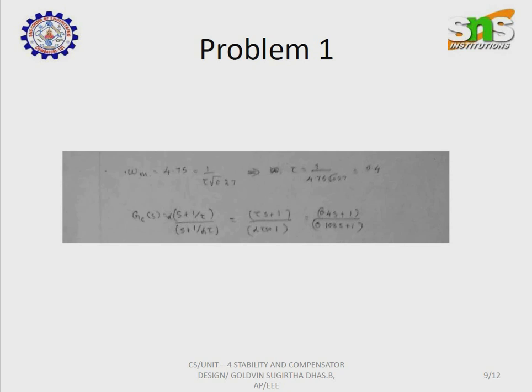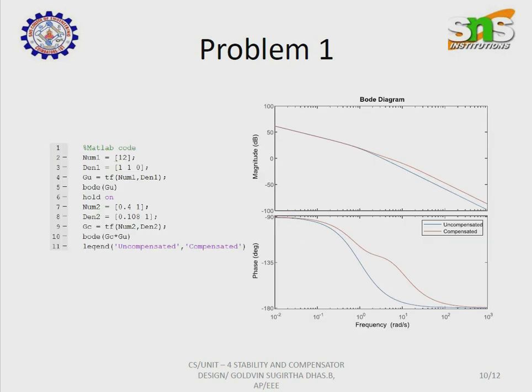We can plot this using MATLAB. We'll take the numerator polynomial value and the denominator polynomial value. The numerator is equal to 12, the denominator is equal to 1, 1, 0. So from that we are finding the transfer function. So GU is equal to tf of num1, comma, denominator den1. Next we have to plot the Bode plot using bode of GU.